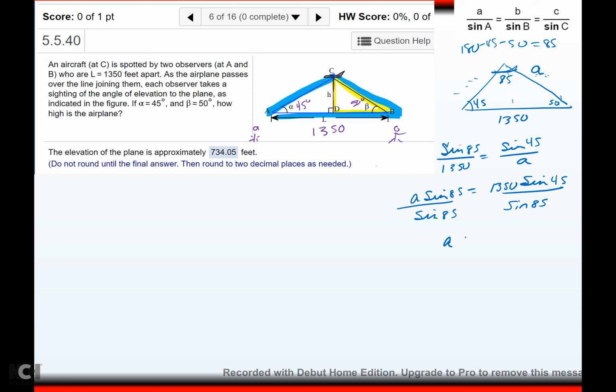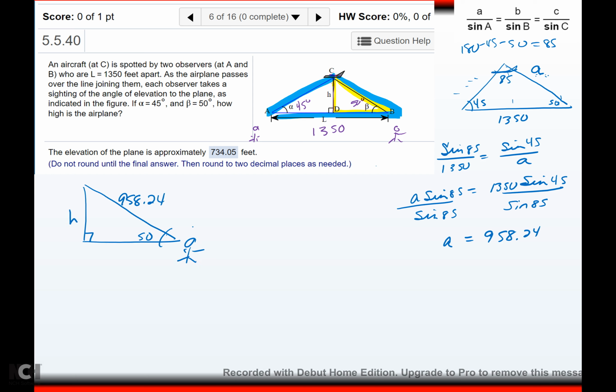And I get little a equals 958.24. So now I know, by looking at this right triangle that I had outlined in yellow, this is 90, this is 50, and this is 958.24. And now I'm looking for that height.